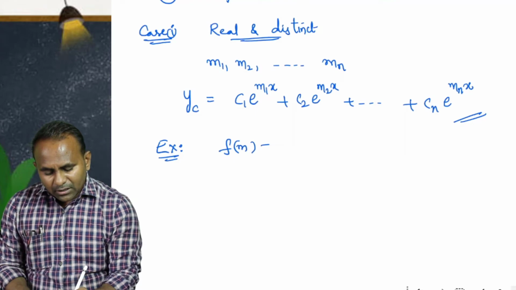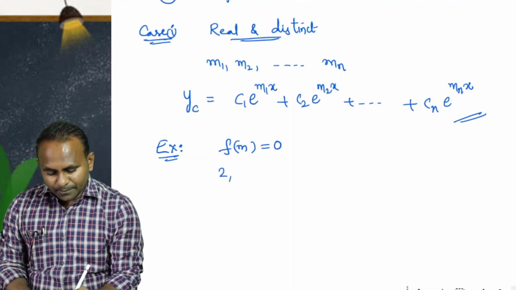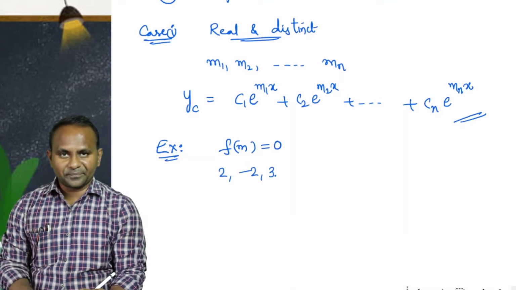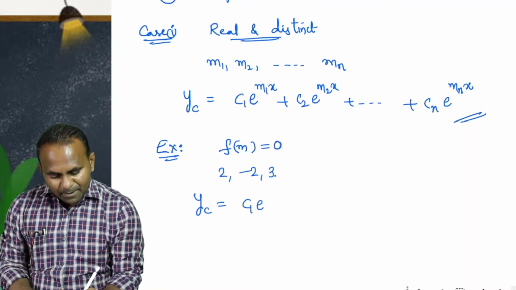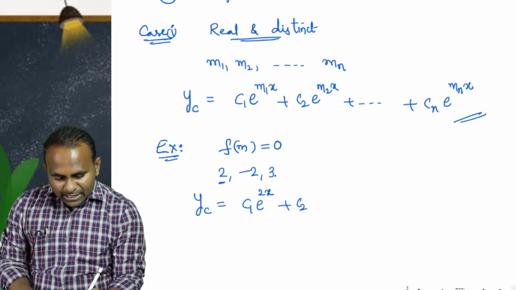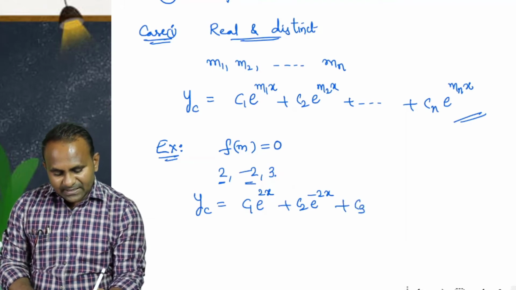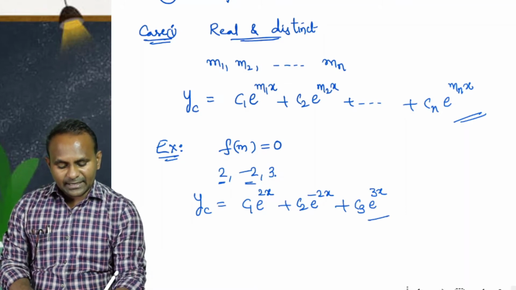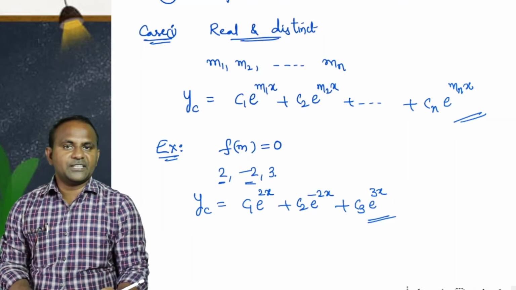suppose f of m is equal to 0, like the auxiliary equation has the roots 2, minus 2 and 3. Suppose this is a third degree polynomial whose roots are 2, minus 2 and 3. Then obviously the complementary function will be in this format: c1 e power 2x corresponding to the first root 2, c2 e power minus 2x corresponding to the second root, plus c3 e power 3x. This is how we can write the complementary function when the roots are 2, minus 2 and 3 for an auxiliary equation f of m is equal to 0, something like this.